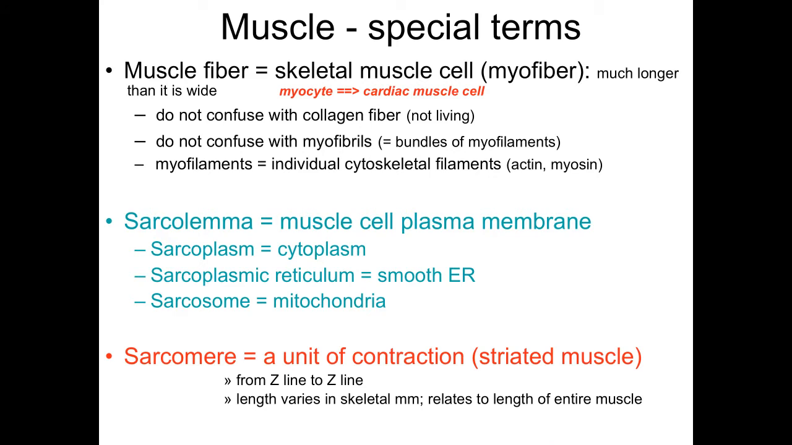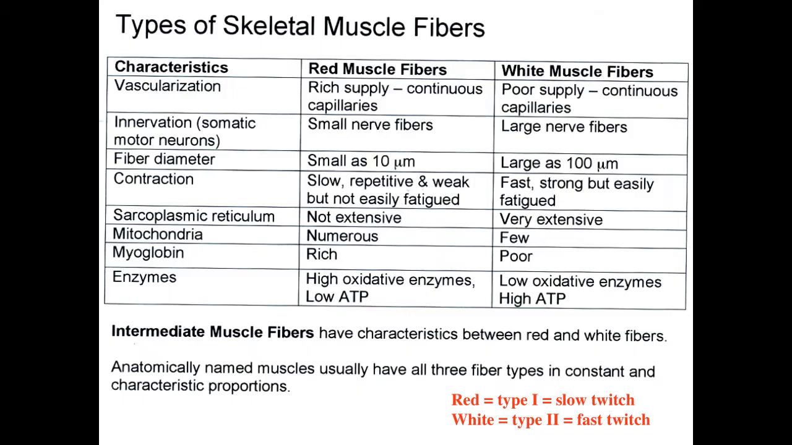In striated muscle, we talk about a unit of contraction as being a sarcomere, and sarcomeres span from Z line to Z line, and we'll show you this in a minute or two. Individual lengths of sarcomeres can vary within skeletal muscle cells, and sarcomere length relates to the entire length of a muscle.